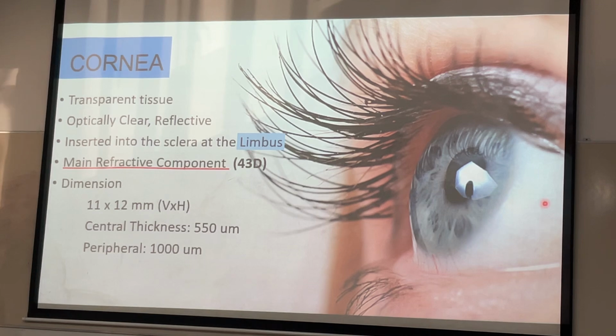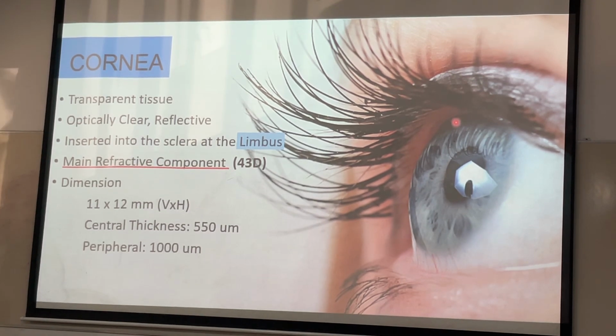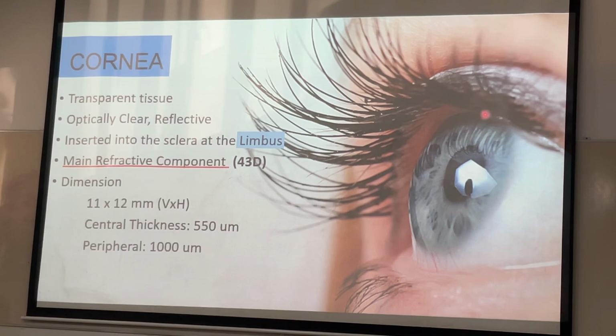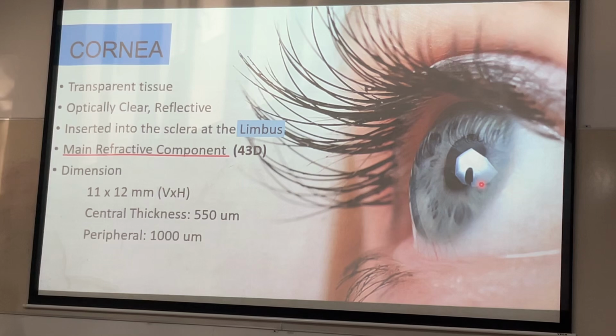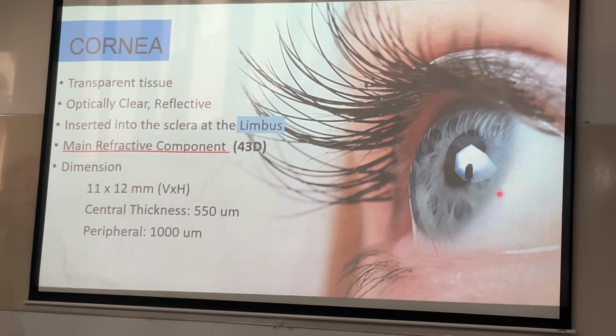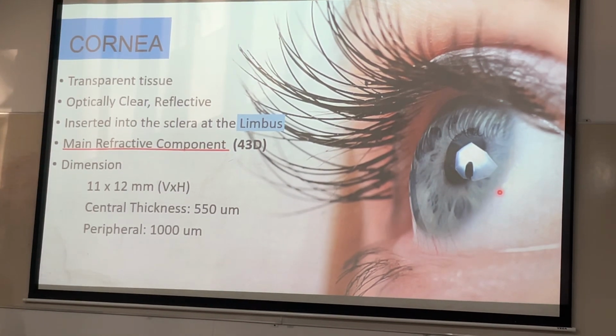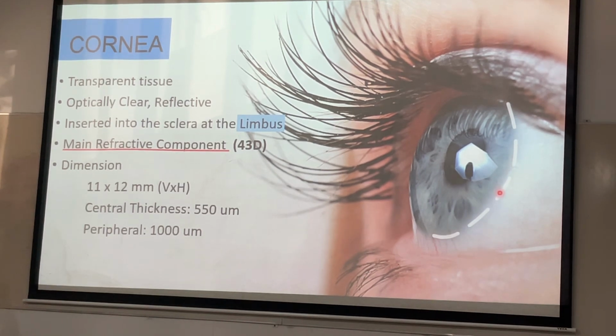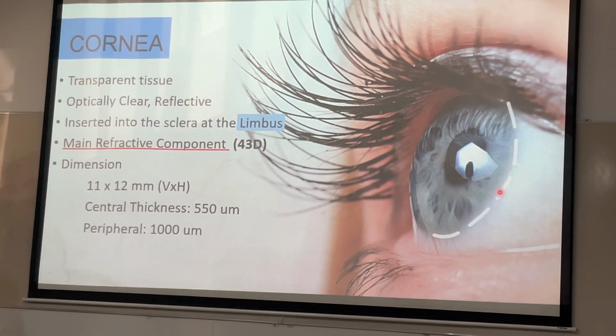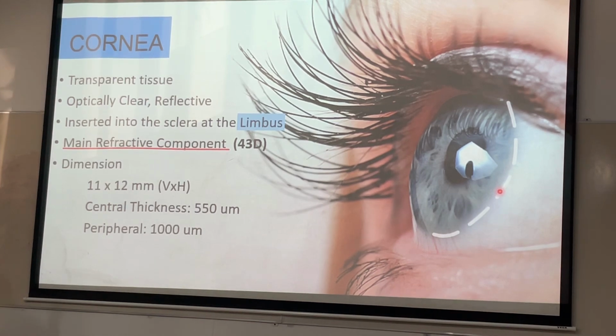Next is your cornea. So this reflective or very transparent part of the eye, which you can see a reflection. No? So the cornea is a transparent tissue. It's optically clear, but it's very reflective. So this is inserted into the sclera at the level of the limbus. So the limbus is an imaginary line between your cornea and sclera. So where your cornea and sclera meet, no, that is what we call a limbus. So if you look at the eye, you won't see any structure. No? So it's just an imaginary area where your cornea and sclera meet.